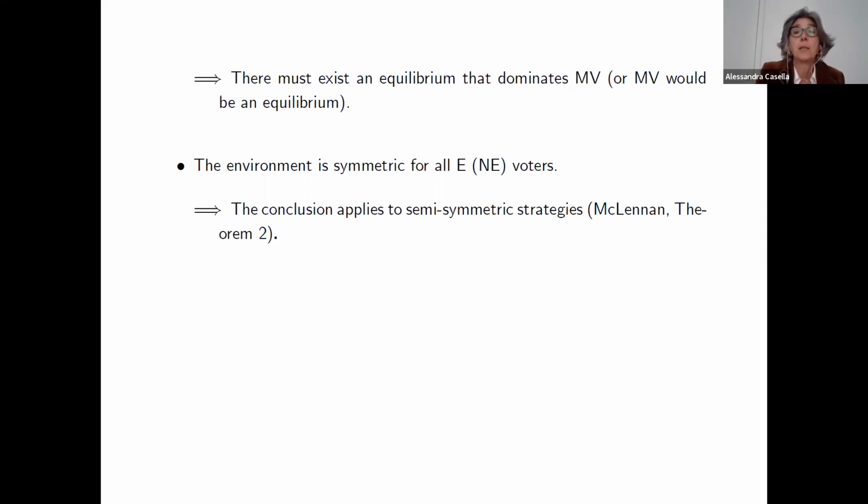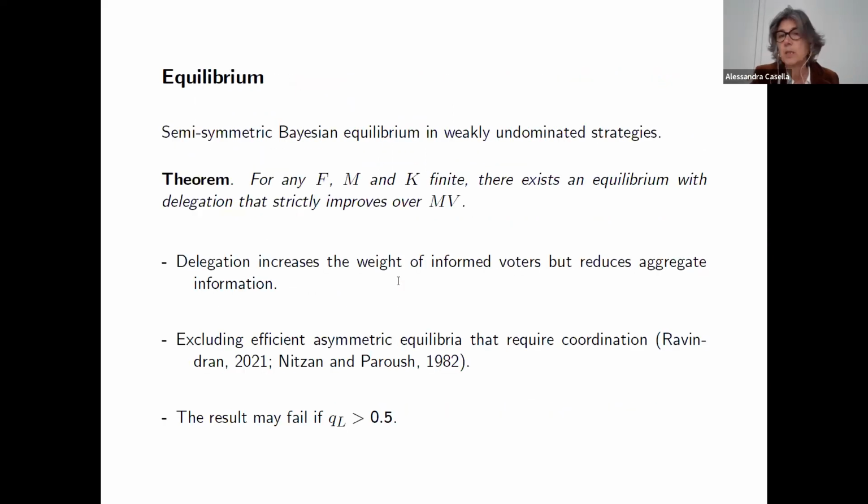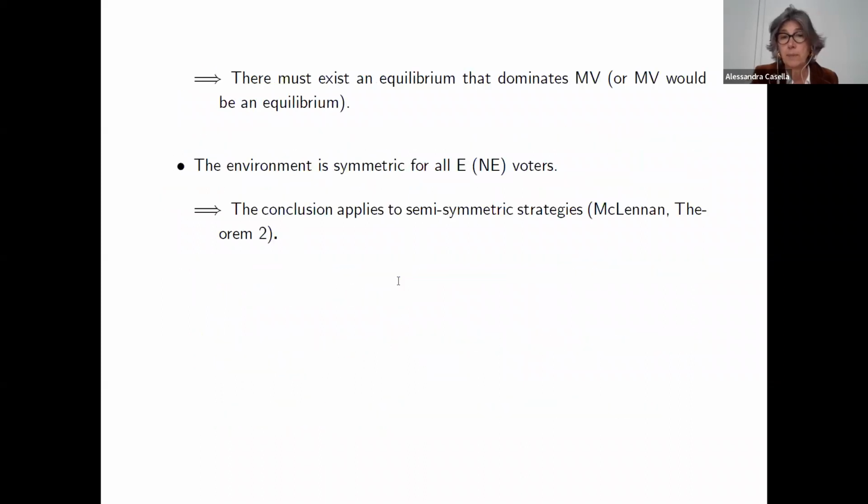So there must be an equilibrium that dominates majority voting. And because the environment is symmetric, the result goes through for our world of semi-symmetric equilibria. So this is the first result, which is a theoretical result saying even in this world where majority voting is expected to do well, delegation can do even better.